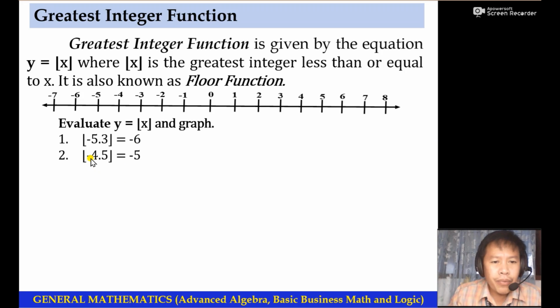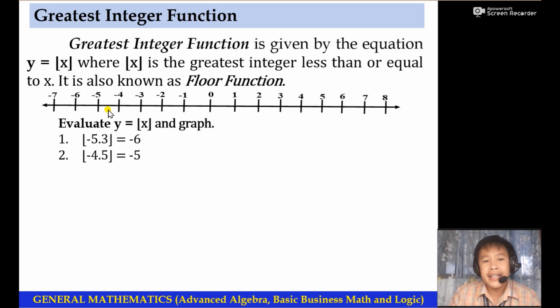Okay, number 2. Negative 4.5. Where is that negative 4.5? Negative 4.5 is somewhere here. What is the integer which is less than that number?